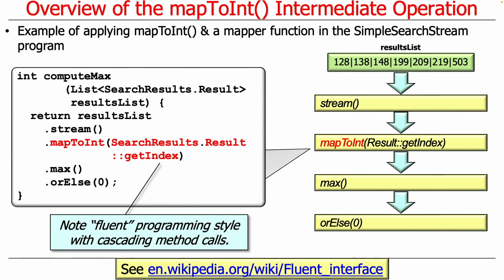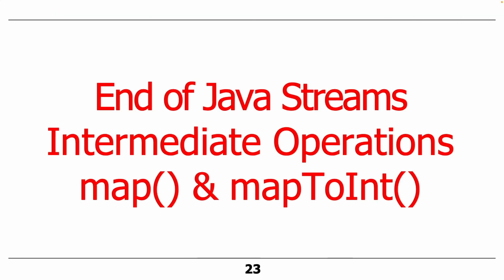That's a little bit confusing at first, but it's necessary because it's not guaranteed that all streams have anything in them. And again, notice the fluent programming style with cascading method calls. So that's the end of the discussion of map and mapToInt.